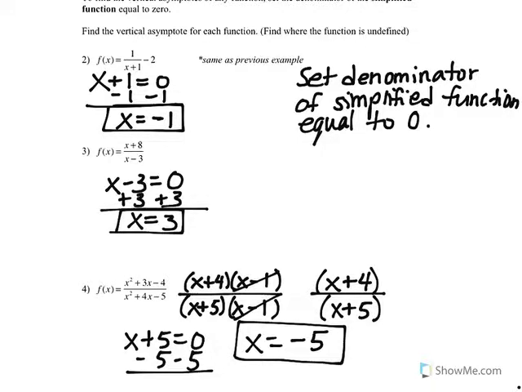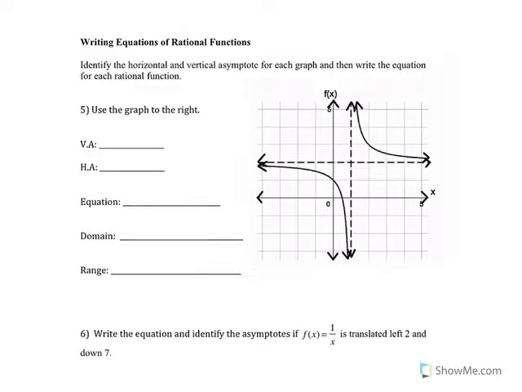Right, and our last step here is going to be to go backwards, look at a graph, and come up with an equation for it. Alright, so on this first, we're going to identify the vertical asymptote, which I'm going to highlight in red here, and that is at x is equal to 1.